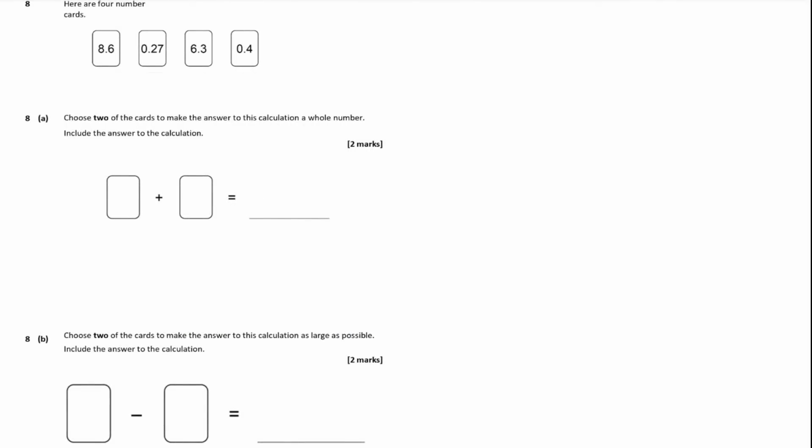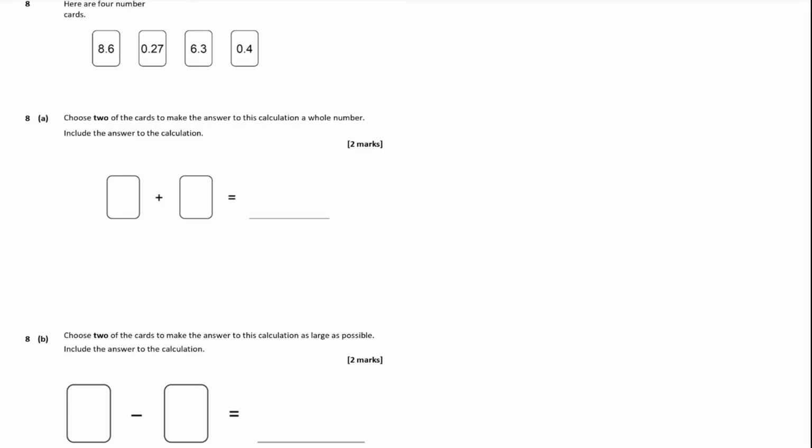Question 8, here are 4 number cards. I've got 8.6, 0.27, 6.3 and 0.4. Part A says choose 2 of the cards to make the answer to this calculation a whole number. Include the answers to the calculation. Okay, so which 2 can I add together to make a whole number?